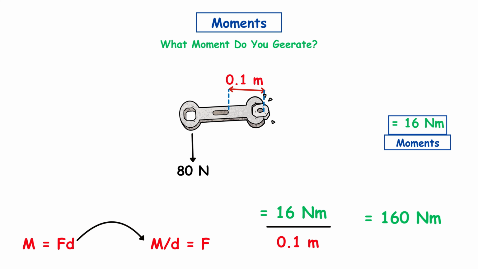Now, suppose you still want to create a moment of 16 newton meters, but this time you are applying the force only 0.1 meters away from the pivot. To find the required force, we need to rearrange our formula and divide the moment by the distance. So 16 newton meters divided by 0.1 meters equals 160 newtons. This demonstrates that when you apply a force closer to the pivot, you have to use more force to achieve the same turning effect.